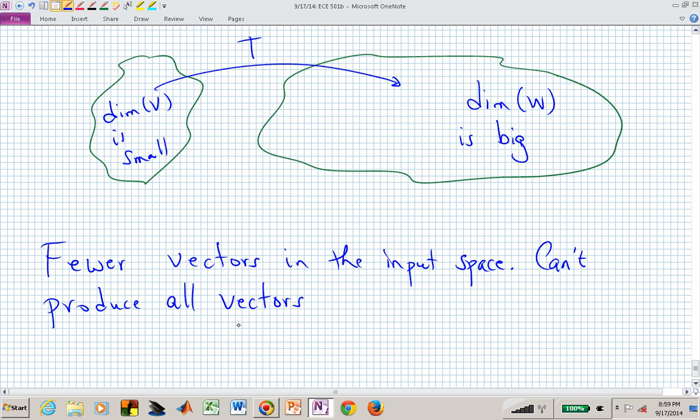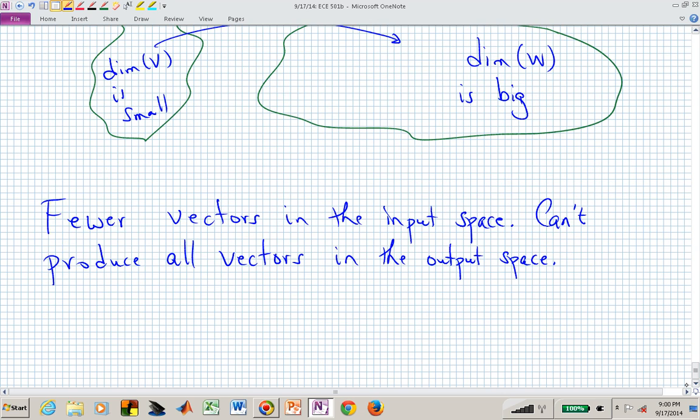And those limited numbers of vectors in the input space can't produce all the vectors or directions in the output space, or the range of T is unable to span, or does not span, W, where W is our codomain.